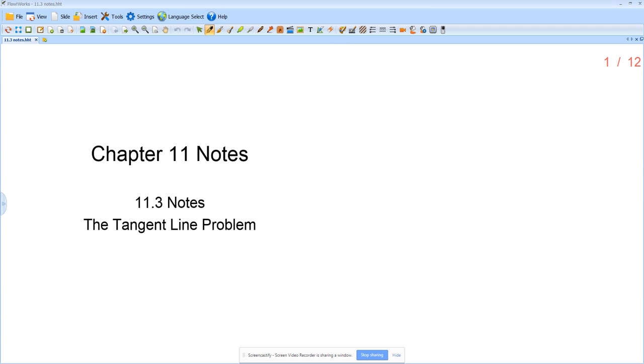Welcome to section 11.3. We are almost done. The tangent line problem. So if you're going into calculus, this is going to be a super important concept.